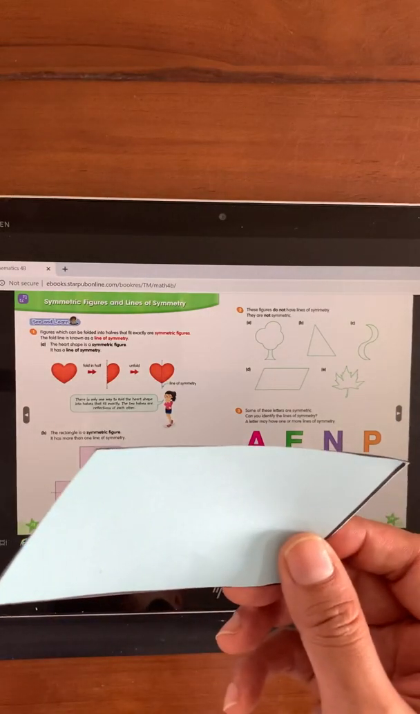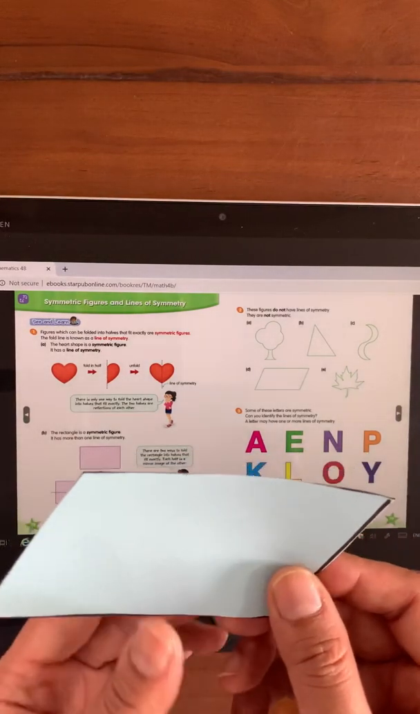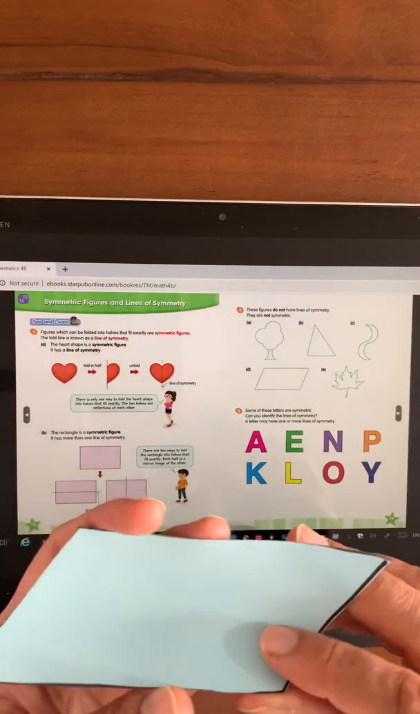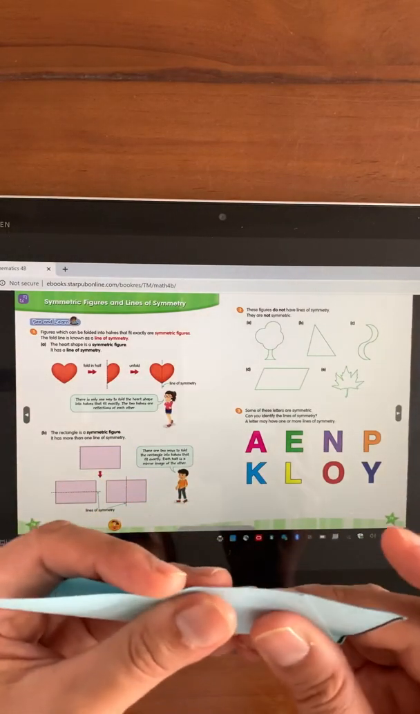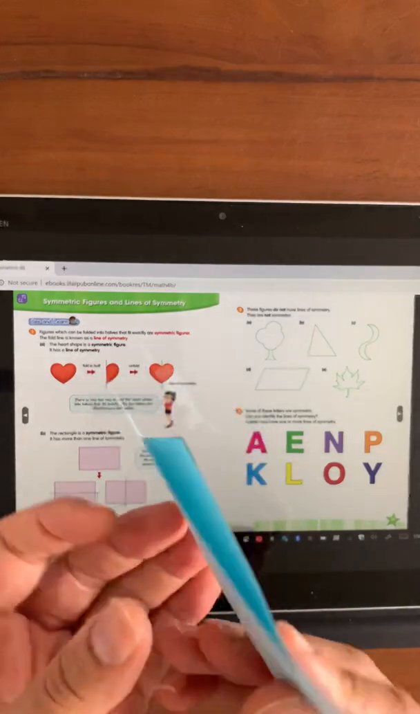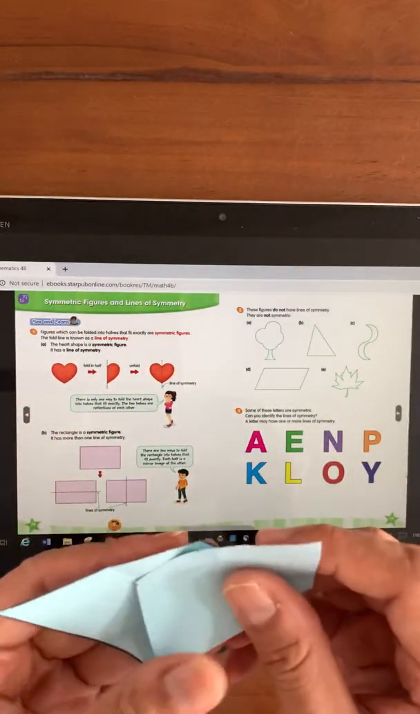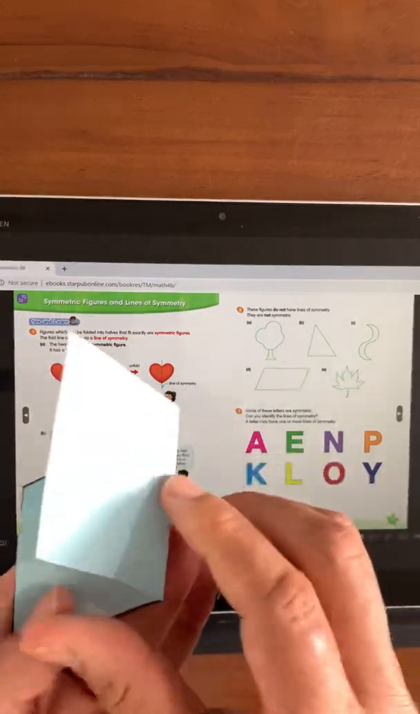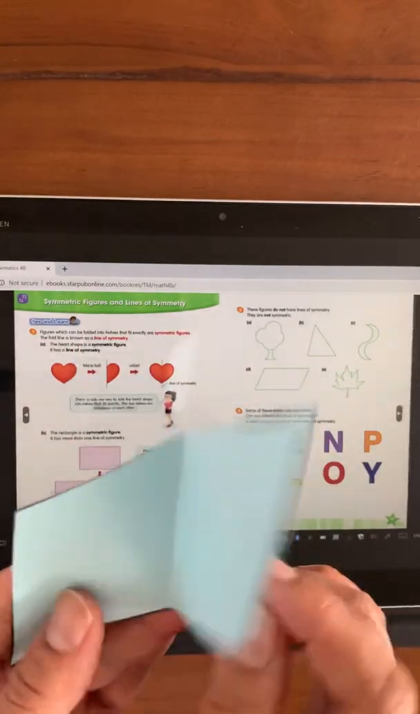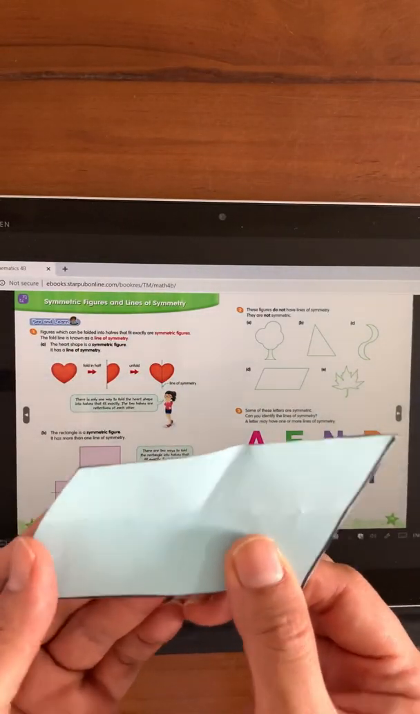Just now we saw that a rectangle has two lines of symmetry, but this one, let's try to fold this into half. You can see that it does not match. What about the other way? Vertically down, again, you can see that it does not match. So this parallelogram is not symmetric.